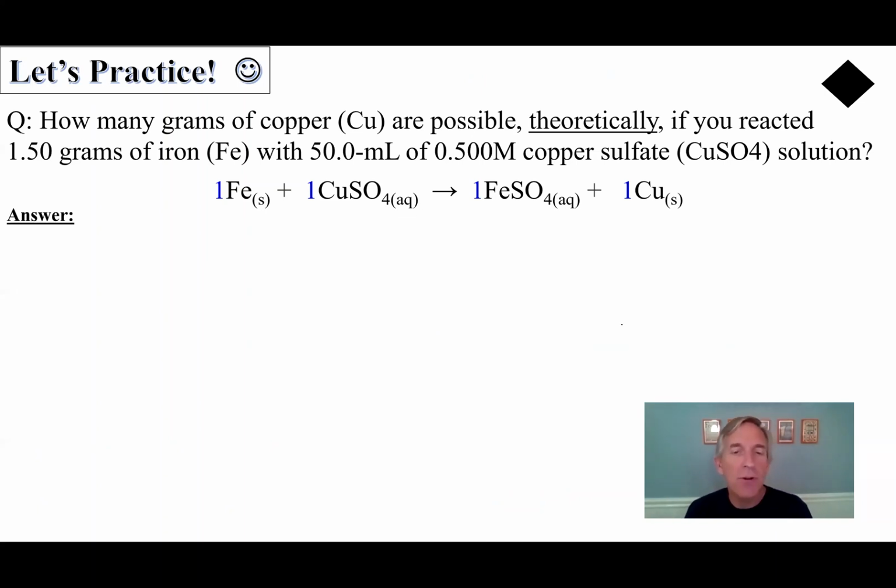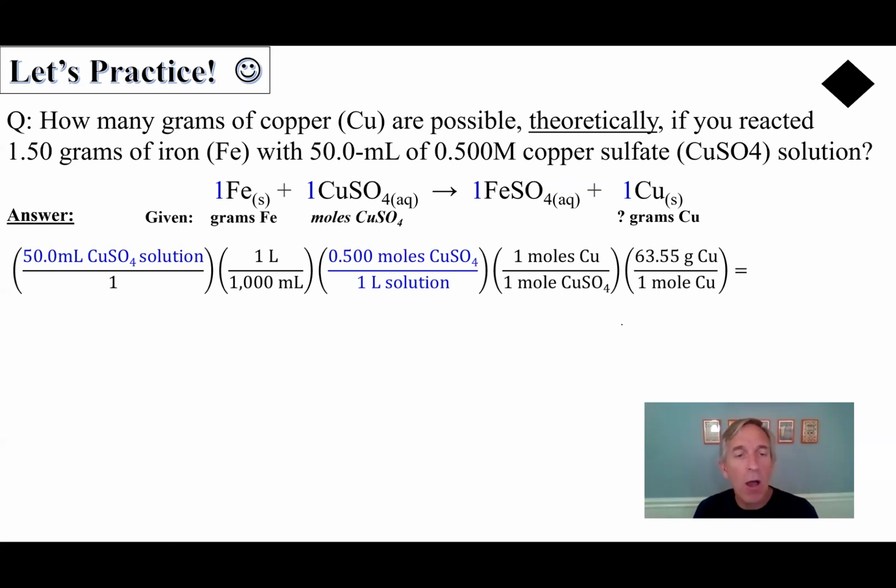How many grams of copper are possible theoretically if you reacted 1.5 grams of iron with 50 milliliters of a 0.500 molar copper sulfate solution? So again, I've given you two amounts for us to figure out, again, moles and moles of each of these species. And the question I'm trying to ask is how many grams of copper? So by doing this again, writing it under the reaction, you no longer maybe need to read the entire problem all over again as much. All right? This is how I figured it out.